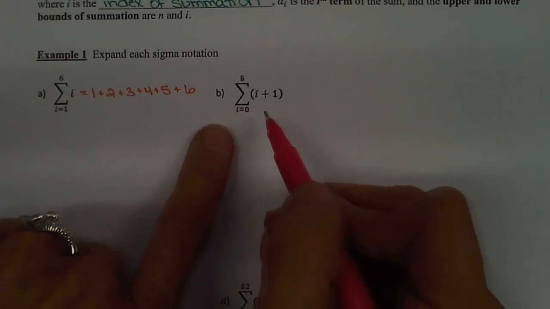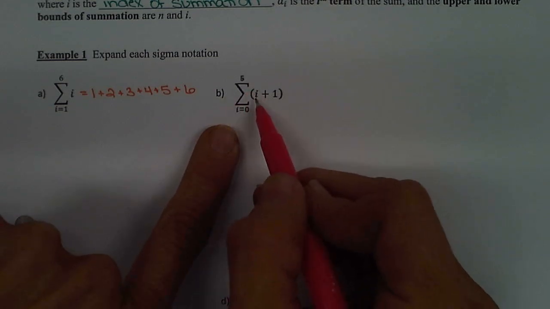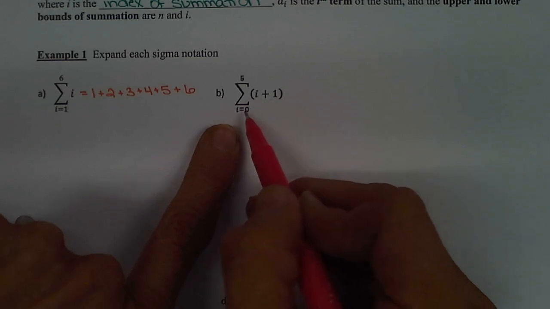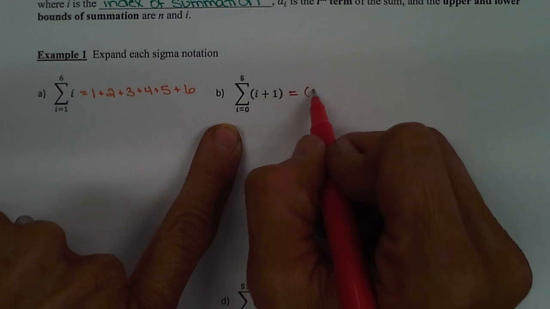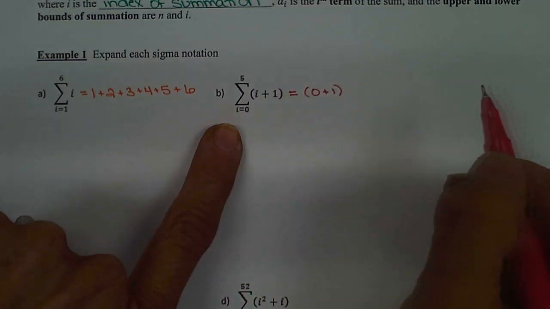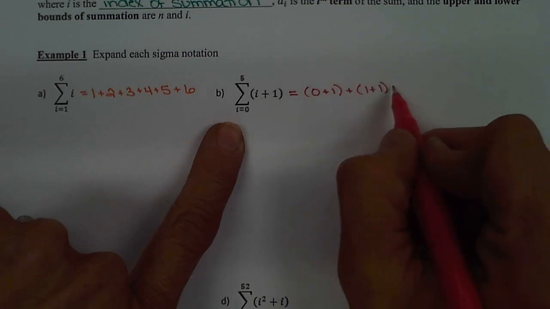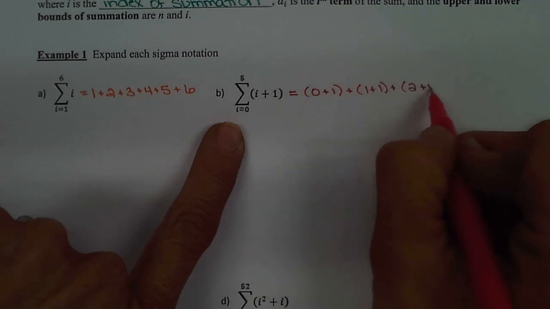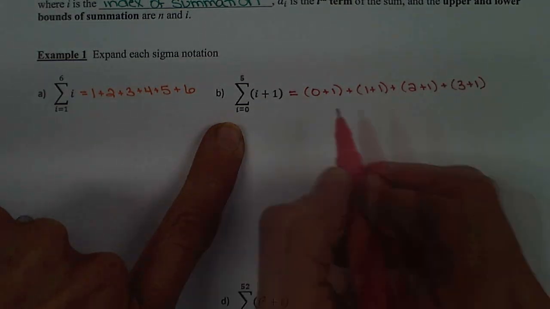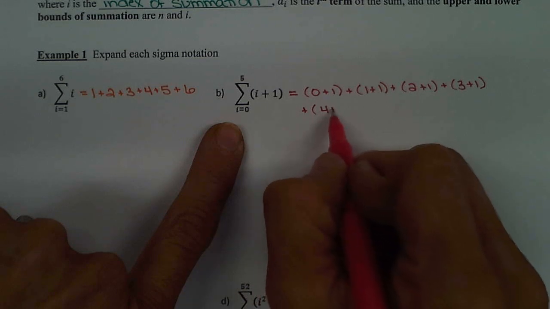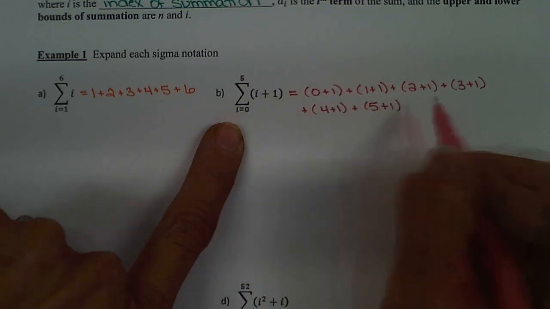For B, we're taking the summation from i equals 0 to 5 of i plus 1. With this one, if we write it out long, first we're plugging in a 0, so it becomes 0 plus 1. Then we plug in a 1, so 1 plus 1. Then a 2, so 2 plus 1. Then a 3, which is 3 plus 1. Then a 4, so 4 plus 1. And then a 5, which is going to look like 5 plus 1.